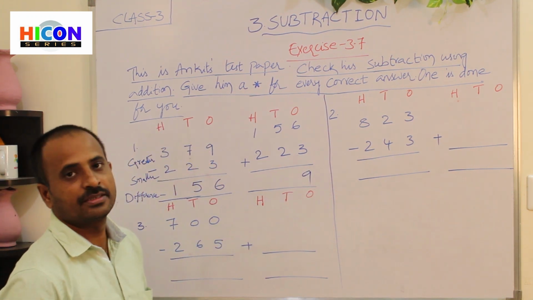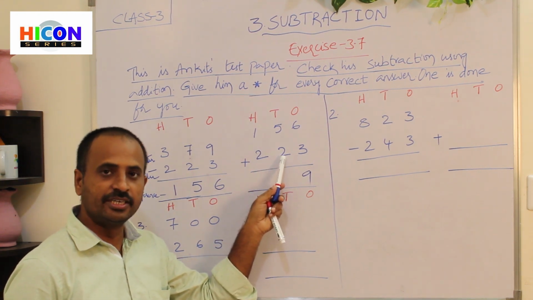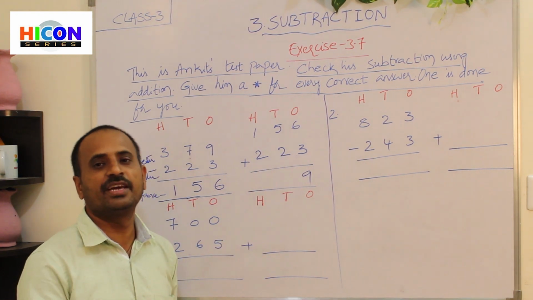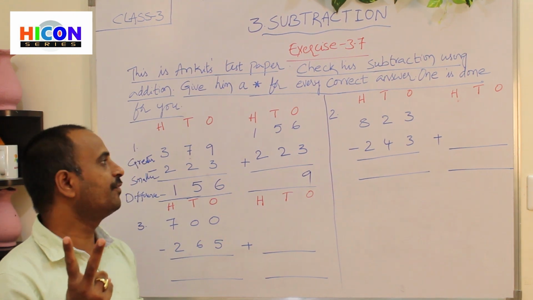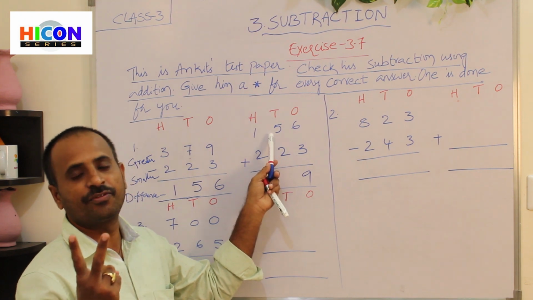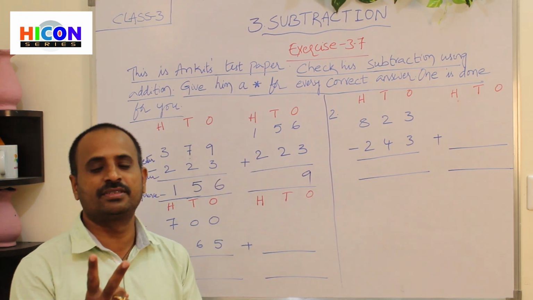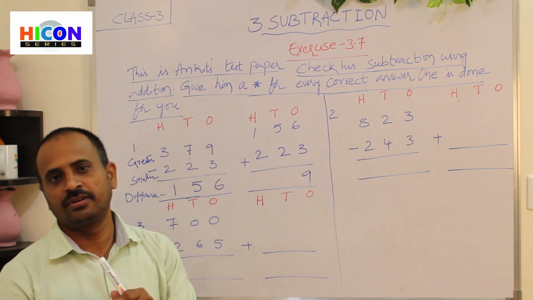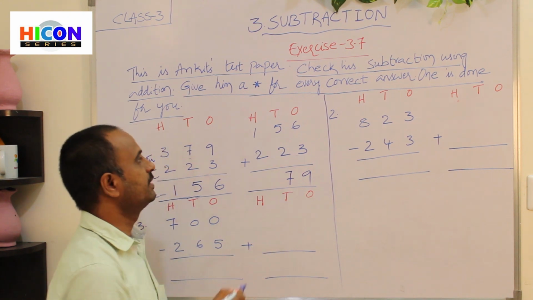Next go to tens place. What is the first digit here? 5. And what is the second digit? 2. So open 2 fingers of your hand. 1, 2. And start counting from the first digit. So what is the first digit? 5. After 5 we will get 6. So start counting from 6. That is 6, 7. So the answer is 7. So write 7 under tens place.